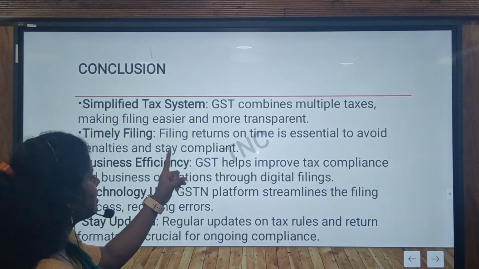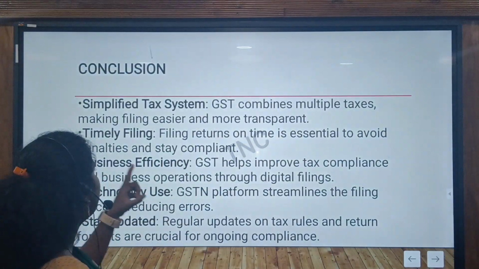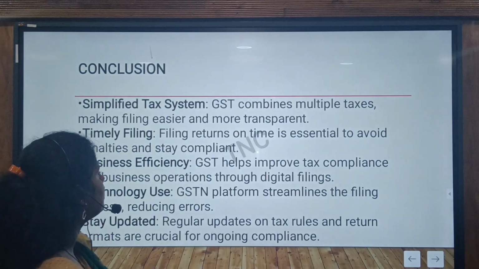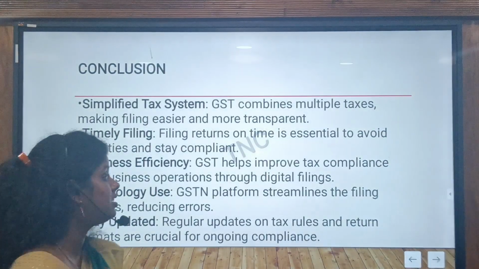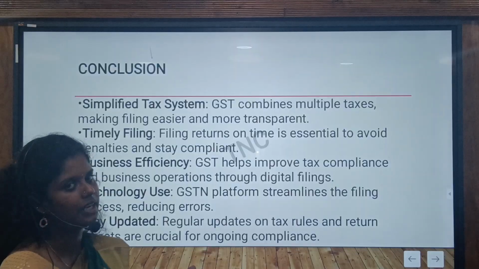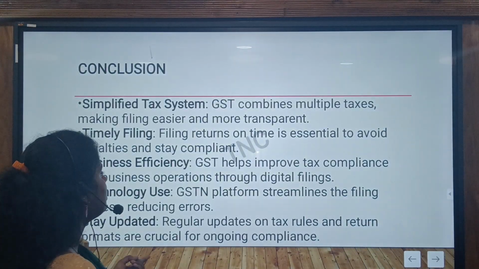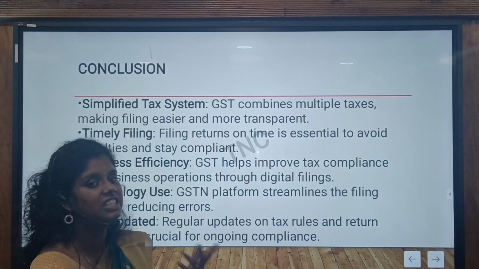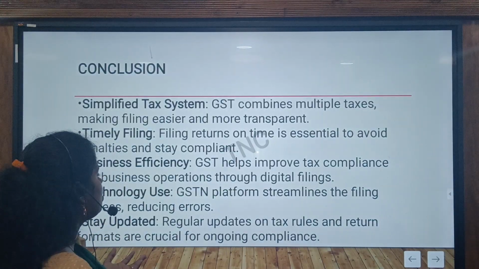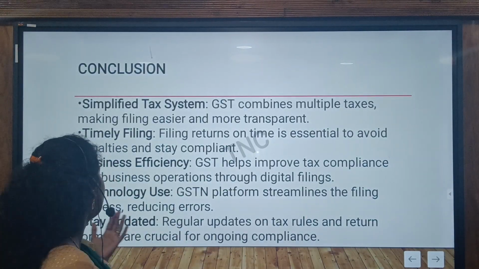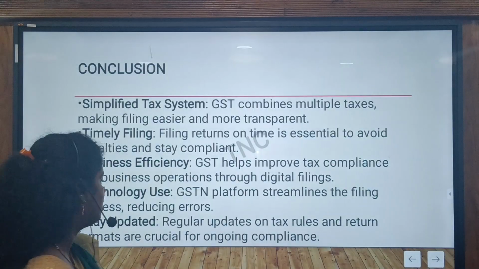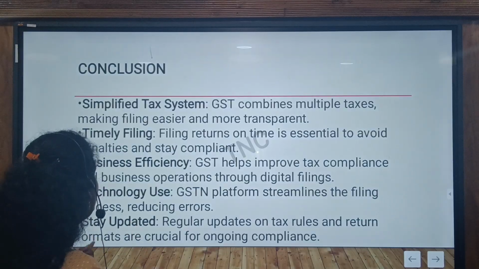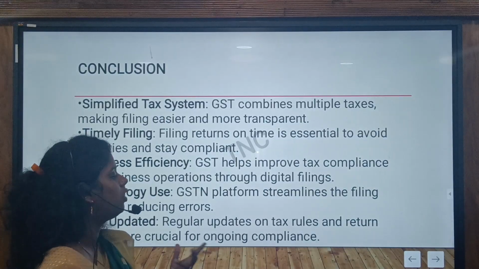So now I conclude with this. Simplified tax system: GST combines multiple taxes, making filing easier and more transparent. Filing returns on time is essential to avoid penalties and stay compliant. GST helps improve tax compliance and business digital filing. Technology use: the GSTIN platform streamlines the process, reducing errors. Stay updated with regular updates on the tax rules and regulations or return formats.